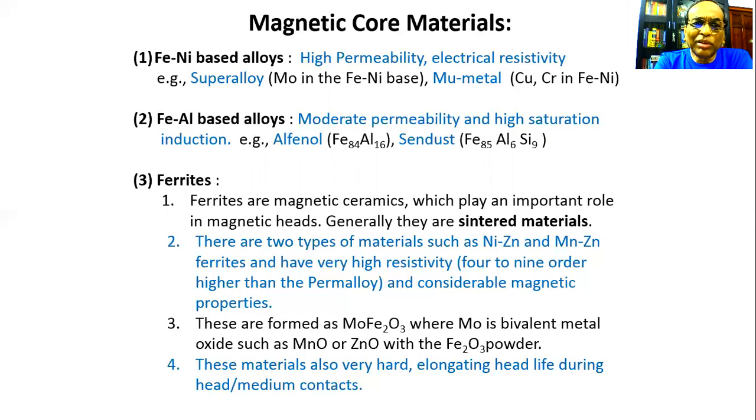and iron aluminum based alloy, moderate permeability and high saturation induction. Iron nickel has high permeability; here it is moderate permeability and high saturation induction. Alfenol is a very specific iron aluminum compound, and sendust is an iron, aluminum and silicon material. It is a composite compound.